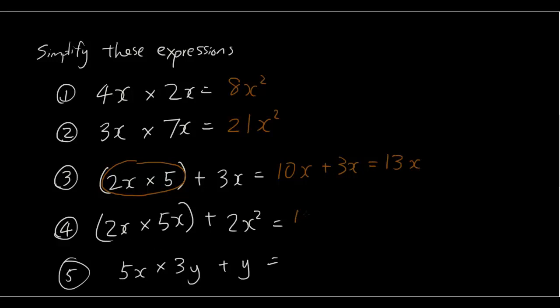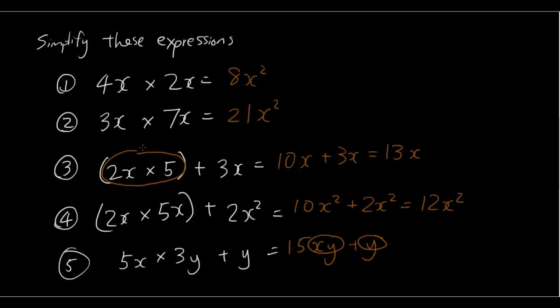2x times 5x is 10x squared, plus 2x squared, which gives you 12x squared. 5x times 3y is 15xy, plus y. Well, you can't do it because the letters are different. You can't add two terms together if they have different variables. Okay, so that's how you multiply equations.